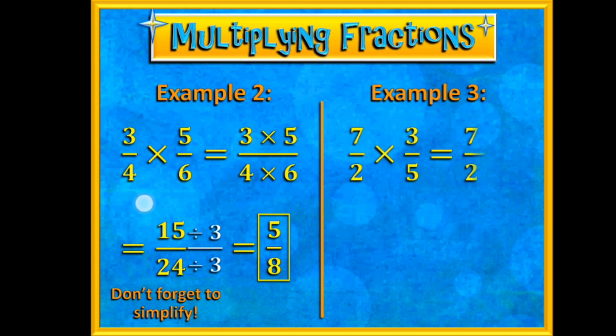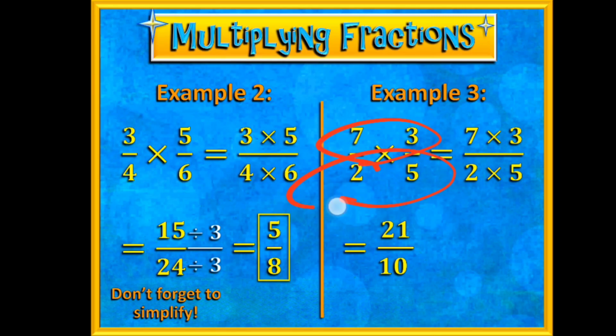Let's have example number 3. How about 7 halves times 3/5? So, very simple, no? Very easy. The answer is 21 over 10. Again, the answer is 21 over 10. We just have to multiply the numerator and multiply the denominator, which is 21 and 10, respectively. This time, you now have 21 over 10.